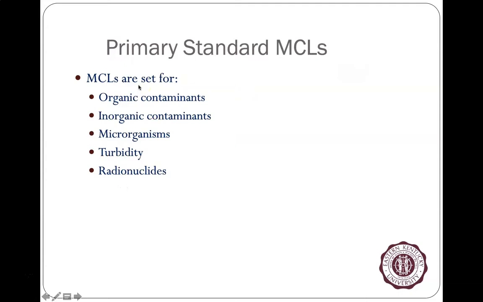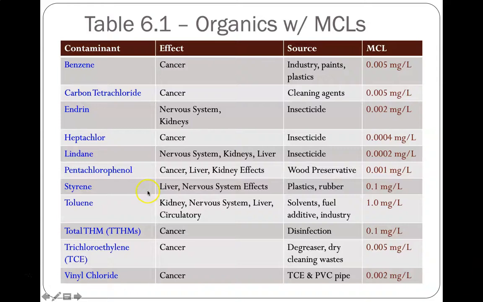So we're going to first talk about where MCLs are set. MCLs are set by the US EPA for organics, inorganics, microorganisms, turbidity, and radionuclides. Some examples are things like benzene, trichloroethylene, and carbon tetrachloride, and they can have really low standards, like in terms of low concentrations can elicit harmful effects, like 5 parts per billion or 0.005 parts per million of TCE.